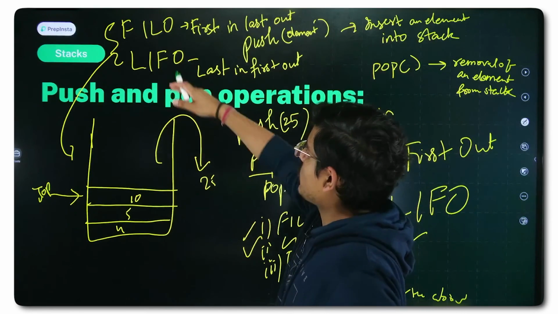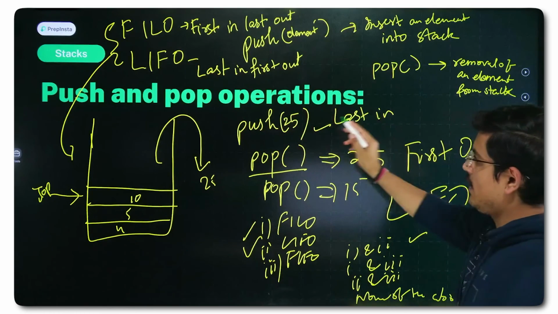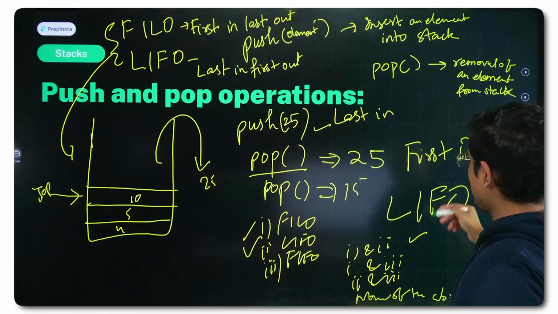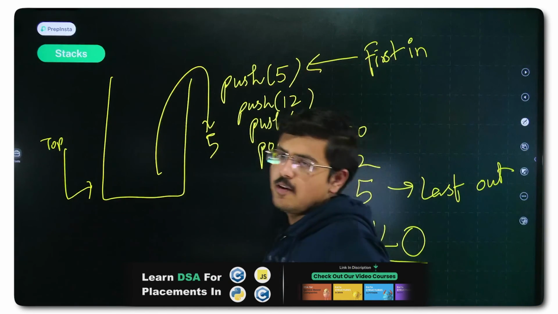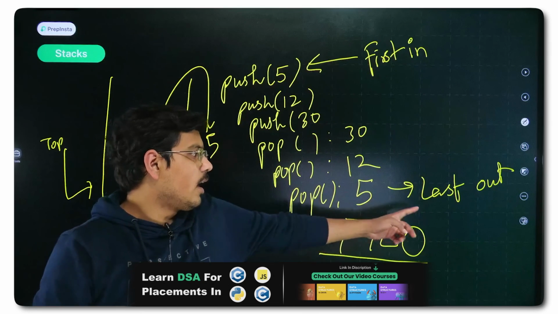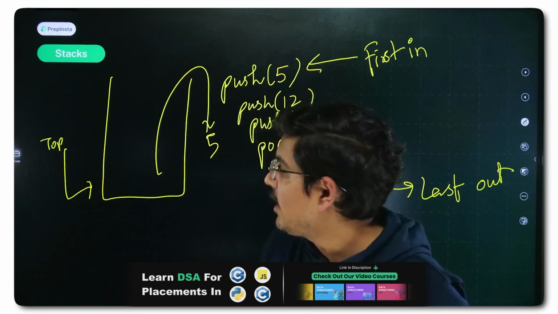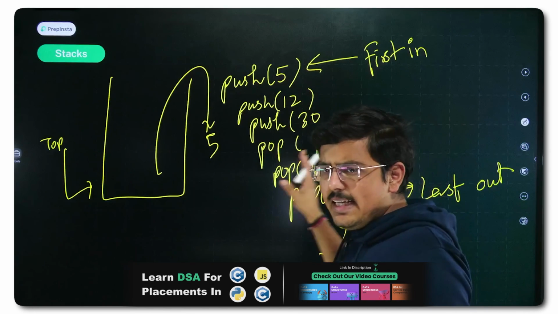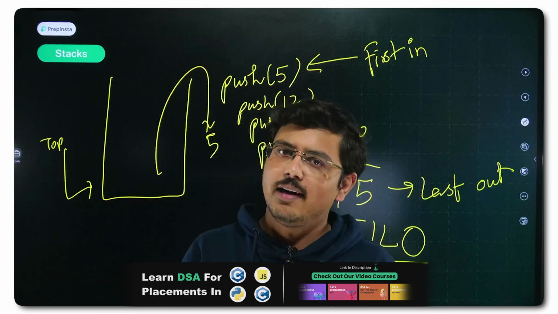Stack operates on both first in, last out, and last in, first out. Last in 25, first out, LIFO. Here 5 is first in, and then last out, so FILO as well. It works on both principles. Fine. So if you have any doubt regarding this, this is the very basic intro about the stack data structure.